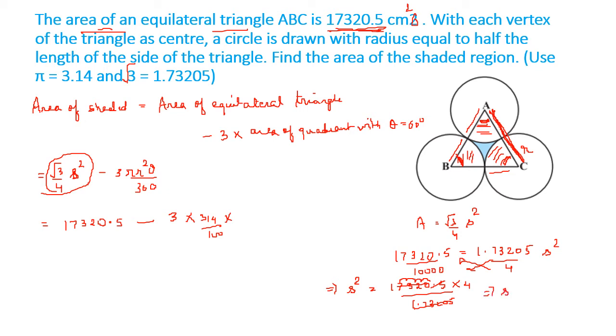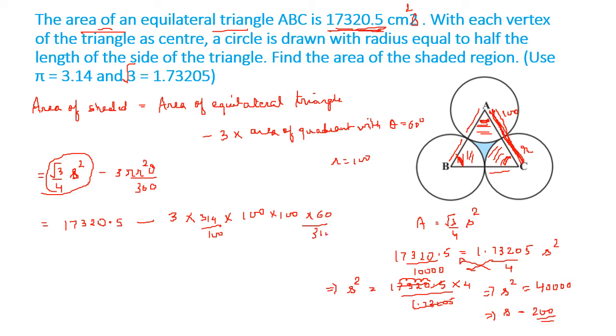So S square is 10,000 into 4, that is 40,000. So S will be 200. So S is 200 means this whole side is 200 centimeter. So radius is half of 200, so radius will be 100. R will be 100. So put the R, 100 into 100, and theta is given as 60.